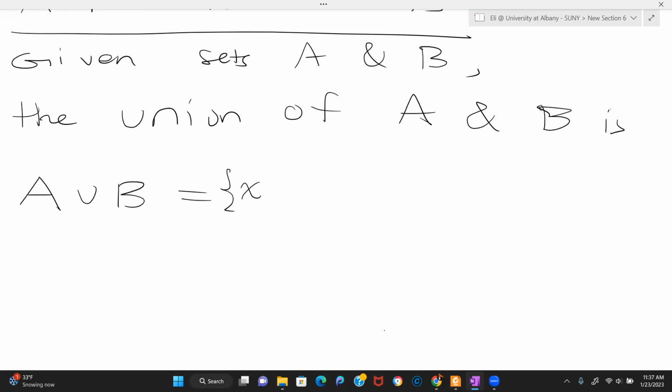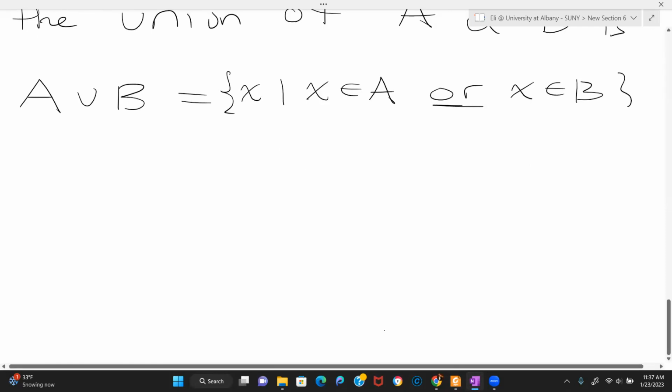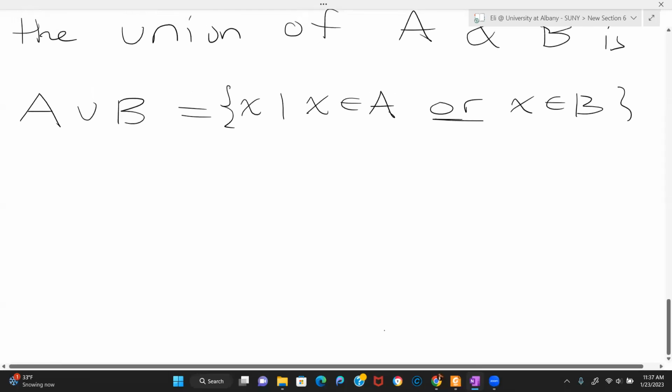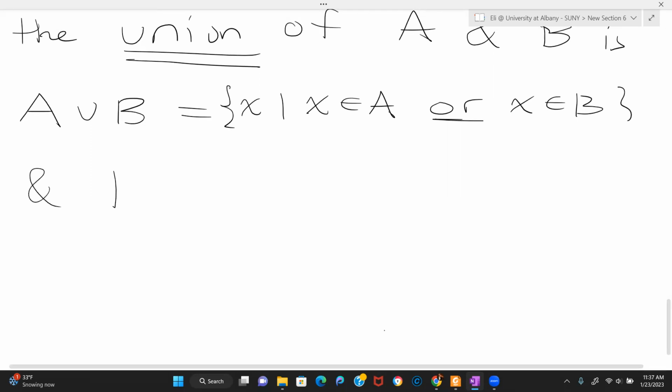So it's going to consist of all x such that x is a member of A or belongs to B, or both. This or in this case doesn't mean exclusively A or exclusively B. It could belong to both of them. So this is their union. It's this new set built from these.